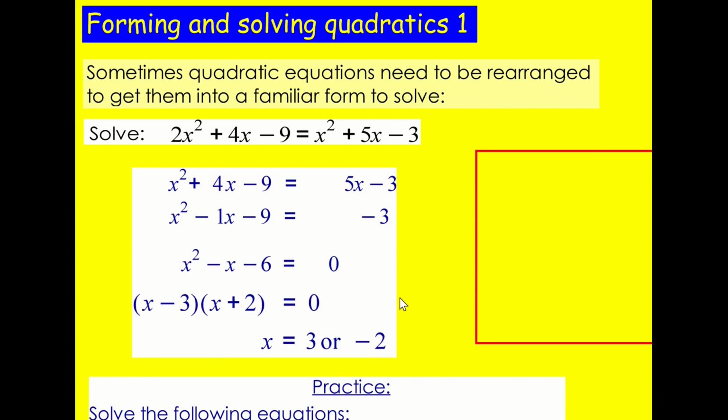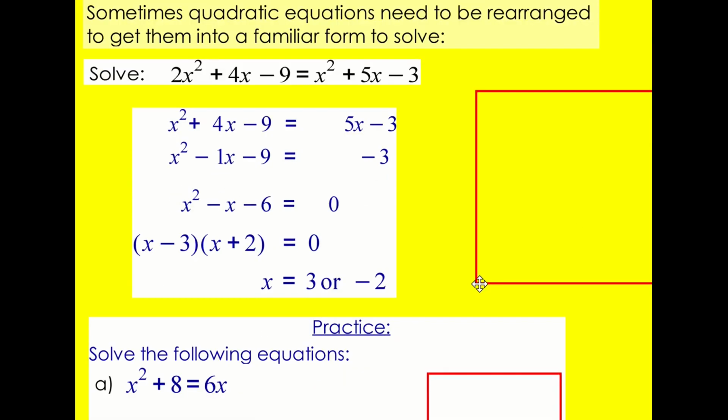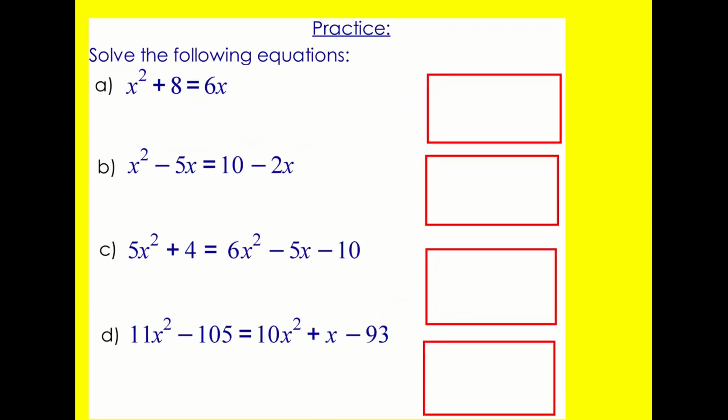So now that I've explained that, basically get all the terms on one side. I would advise you make it so you've got x squared as positive. If it's negative, then get everything else over to the other side, so it is just x squared by itself. Otherwise, you're going to get into more difficulties. So have a go at these 4 questions here that are all slightly rearranged.